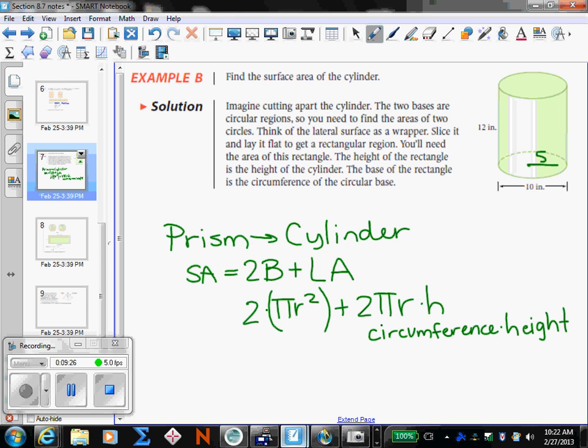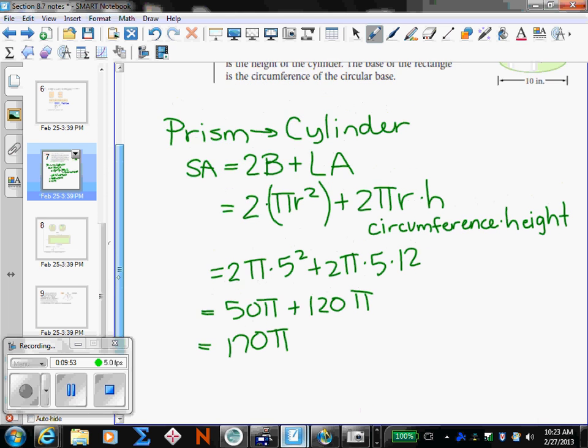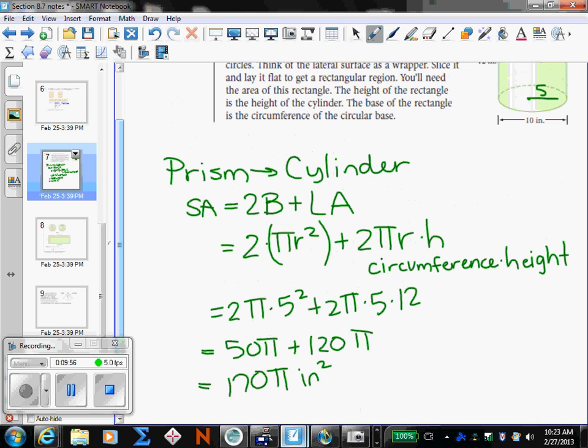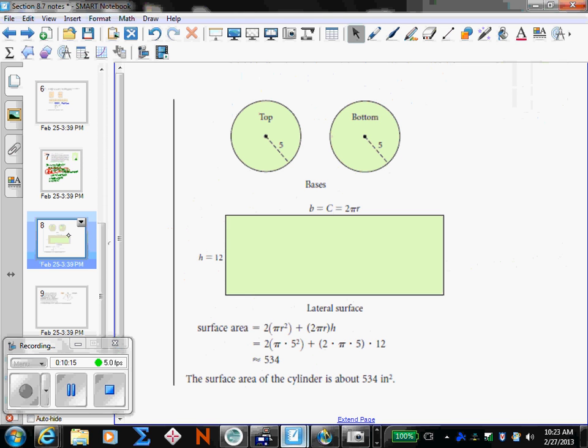So now we just have to fill in our information. So 2 pi times 5 squared plus 2 pi times 5 times the height, which is 12. So 25 times 2 is 50 pi. 60 times 2 is 120 pi, for a total of 170 pi inches squared. So this is the formula for the surface area of a cylinder. I believe the next slide is going to give us a visual. They multiplied through by the pi, so that's an approximate answer.